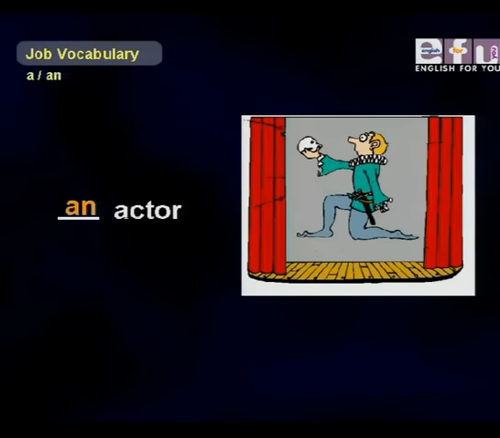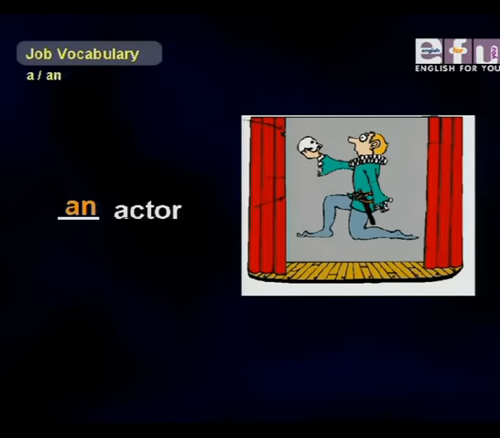A veterinarian takes care of animals. A doctor takes care of people. An actor acts. A waitress serves food. A waiter serves food. A computer programmer programs computers. An accountant manages money. Look and listen. A website designer designs websites. A taxi driver drives a taxi. An architect designs buildings. A singer sings songs.